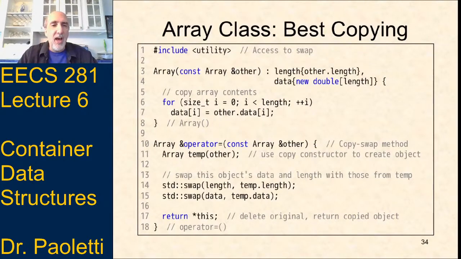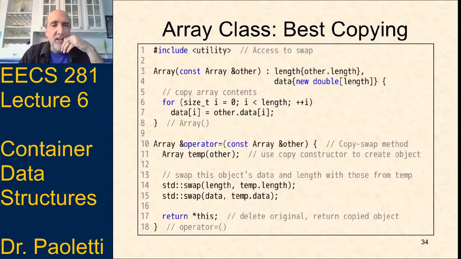So in the best copying here, we're going to get access to swap. Somebody else convinced me the other day that swap was part of algorithm. That was wrong. I didn't go back far enough. Swap was part of algorithm up to C++11. Since C++11, it's been part of utility. And since C++17, it's been part of string view or something like that, which is dumb. But anyway, at least for the version we're using, it's in utility.